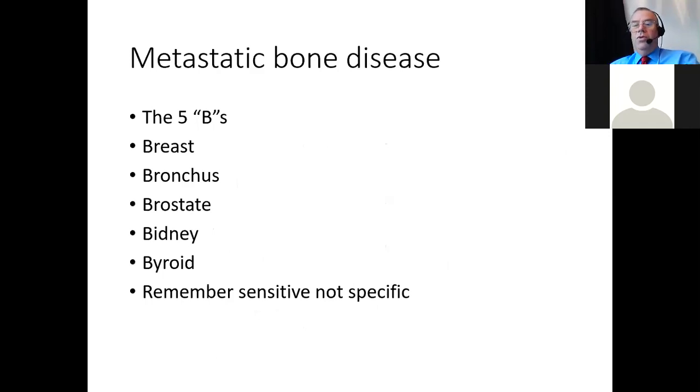So more commonly, we're doing bone scintigraphy for metastatic bone disease. And if you remember Dr. Buscombe's 5 Bs, which are the 5 cancers most commonly causing bone metastases, that's breast, bronchus, prostate, kidney, and thyroid. And remember, again, the test is sensitive but not specific.